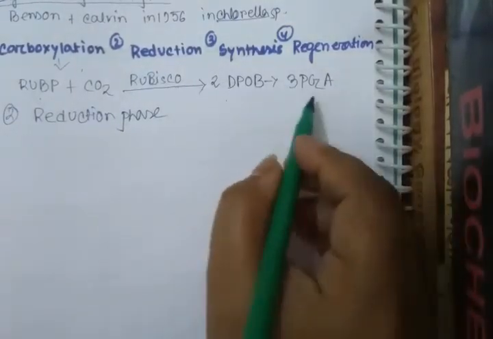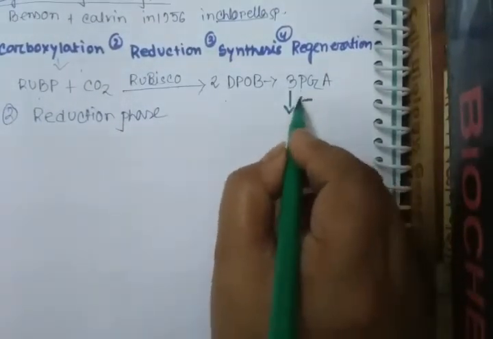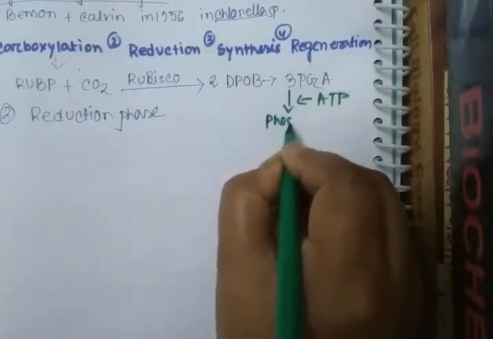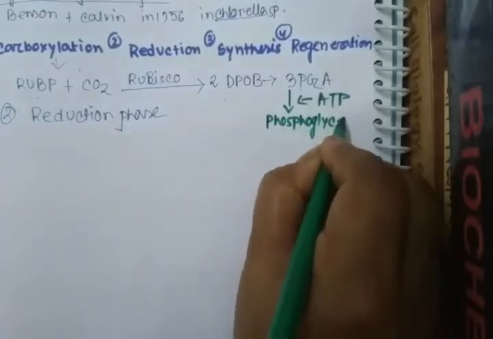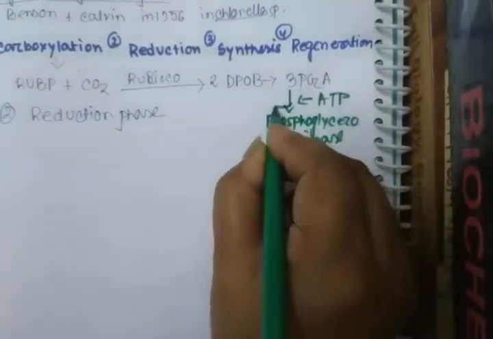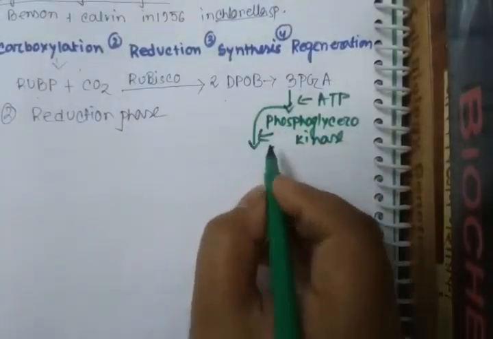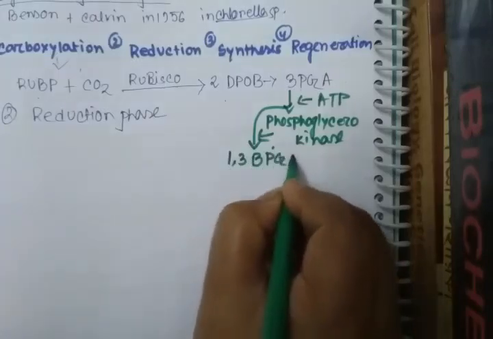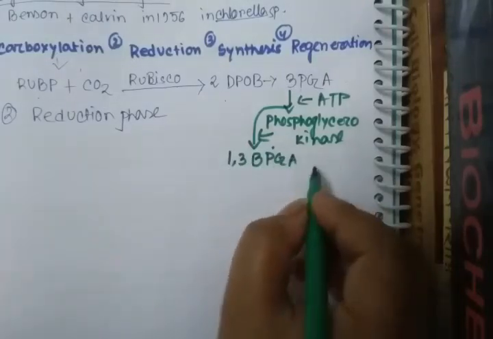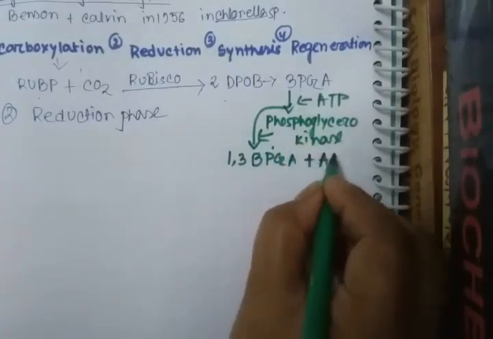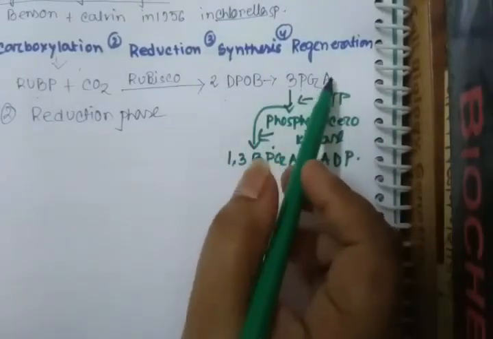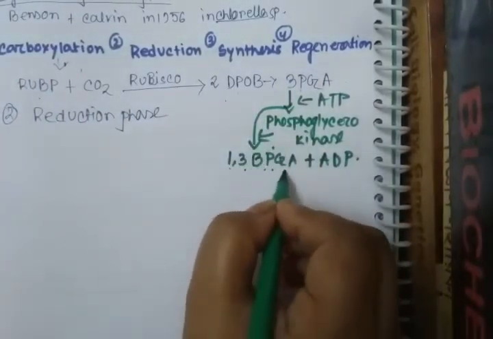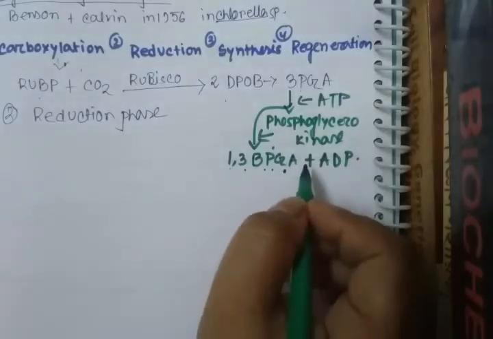So in this phase, the 3-PGA, which is formed, with the help of ATP and the enzyme phosphoglycerokinase, will form 1,3-bisphosphoglyceric acid, that is 1,3-BPGA, and the ATP will convert into ADP. So in the reduction phase, the 3-PGA, which is formed in the carboxylation phase, will form the 1,3-bisphosphoglyceric acid.